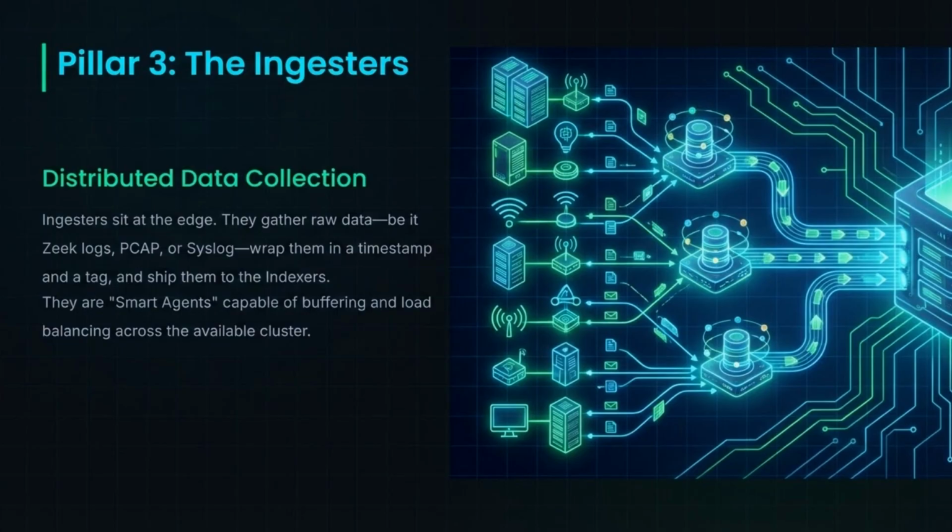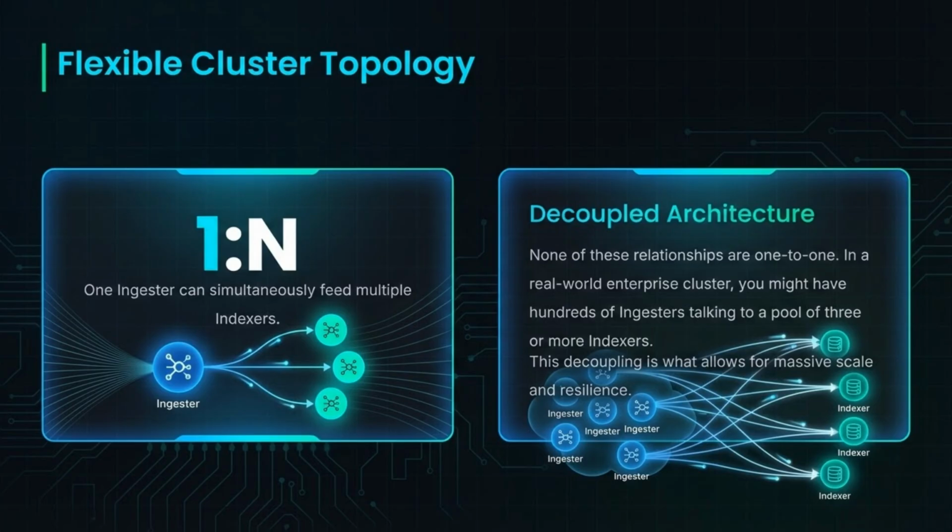Pillar 3 includes the ingesters, which handle distributed data collection. These smart agents gather raw data, wrap it with a timestamp and tag, and ship it to the indexers. The cluster topology is flexible and decoupled, allowing one ingester to feed multiple indexers, achieving massive scale and resilience.